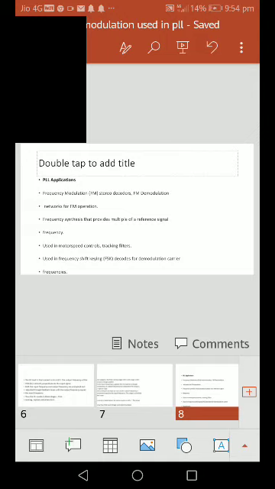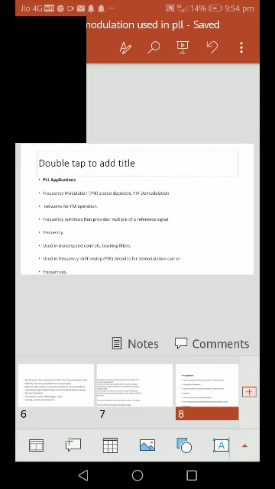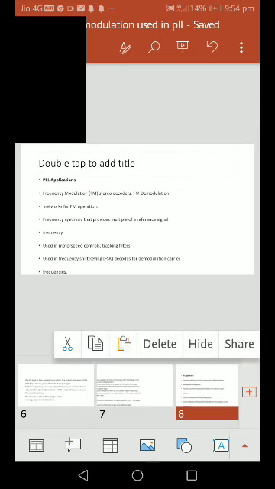Other applications are frequency synthesizers that provide multiples of the reference signal frequency, motor speed control, tracking filters, and frequency shift keying decoders for demodulating carrier frequencies.